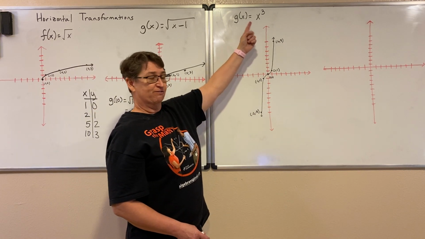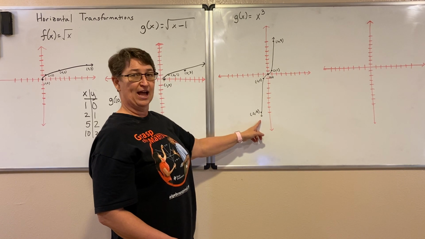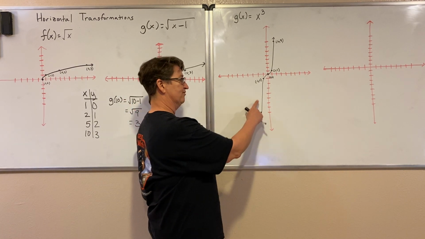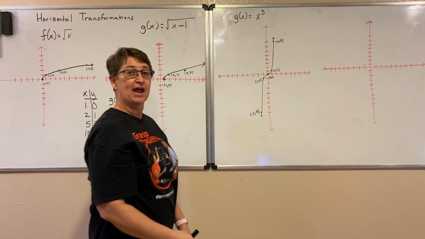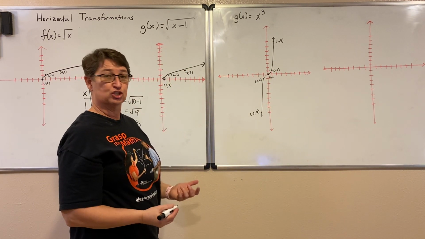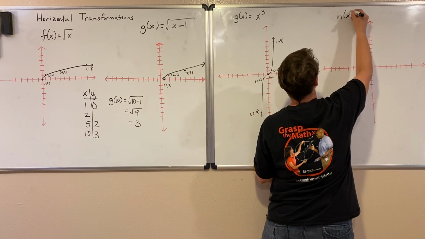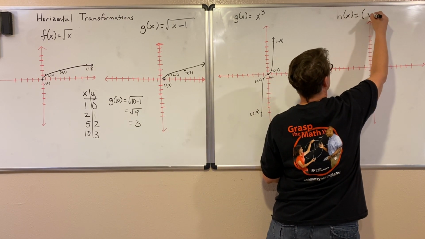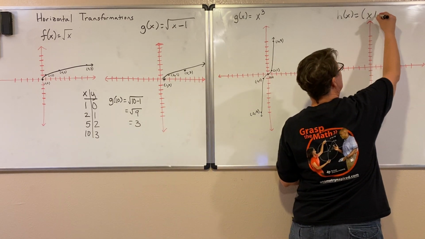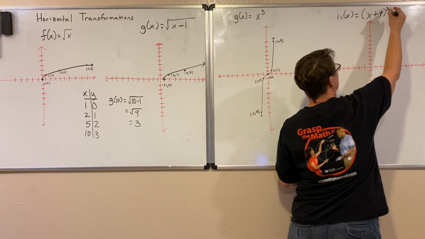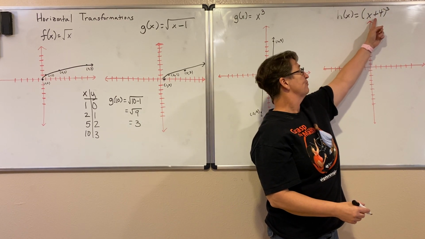Here's our cubic function that we graphed, our parent function, with points -2, -8, -1, -1, 0, 0, 1, 1, and 2, 8. And I'm going to graph a function here, a family member. Let's call it h of x. And let's do something maybe like add 4 inside the function. And notice that we're adding this inside the function.